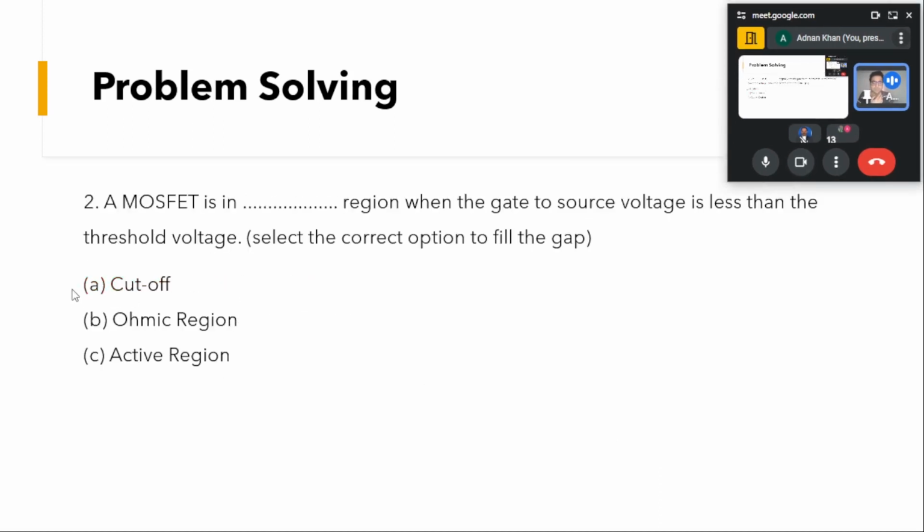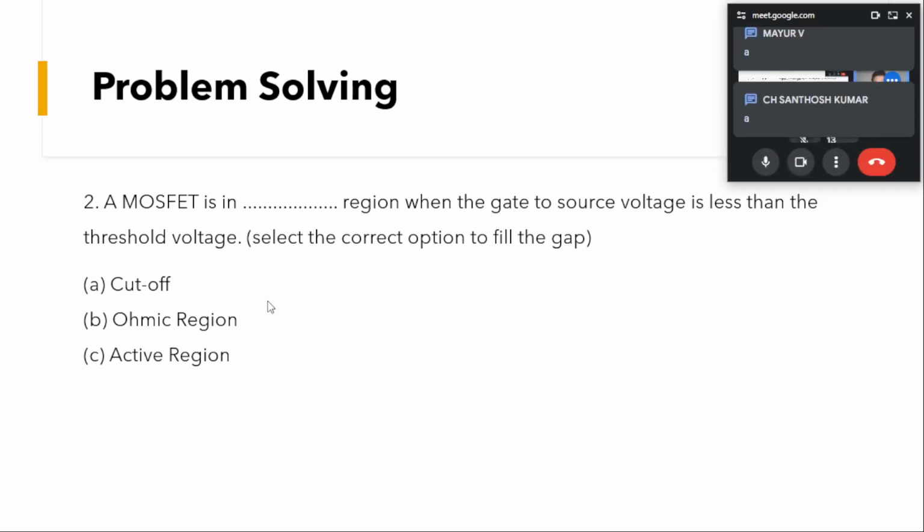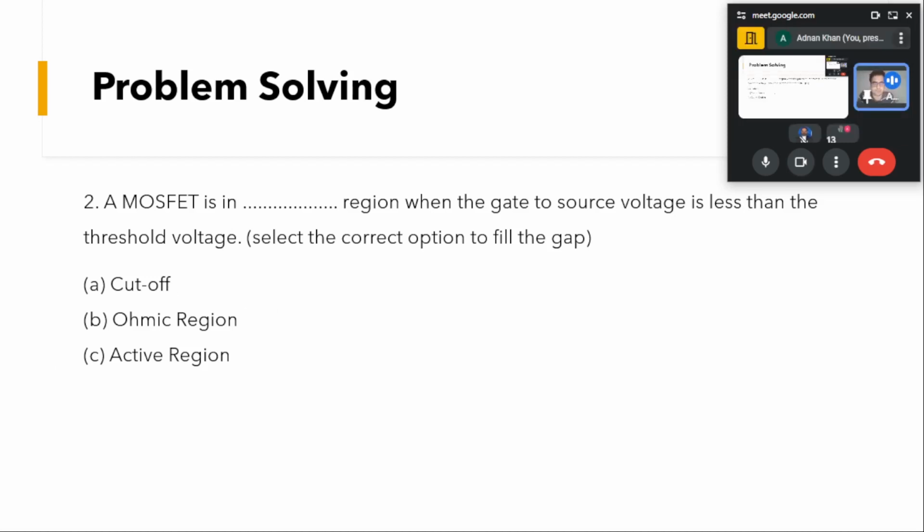Now coming to the second question. A MOSFET is in dash region when the gate to source voltage is less than the threshold voltage. The three options are: cutoff region, ohmic region, and active region. So most of you, I think, are correct here.